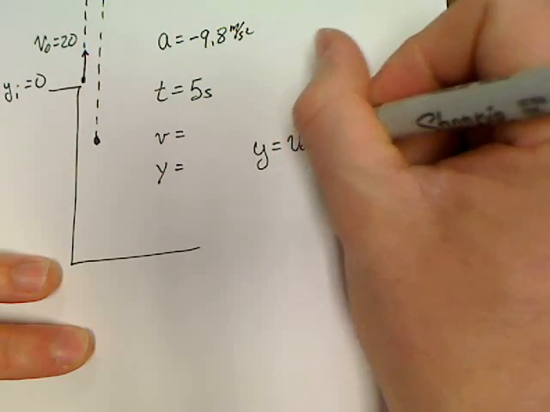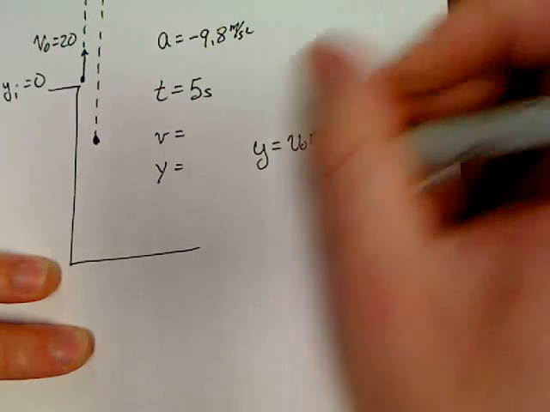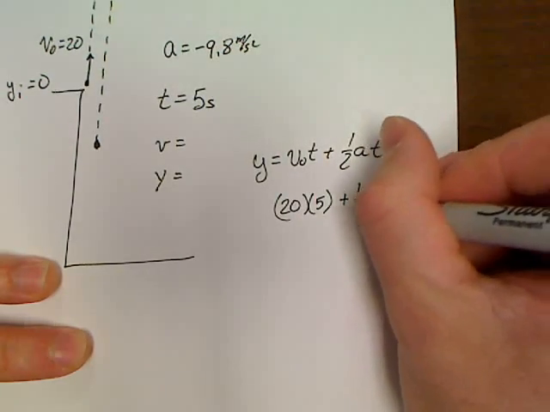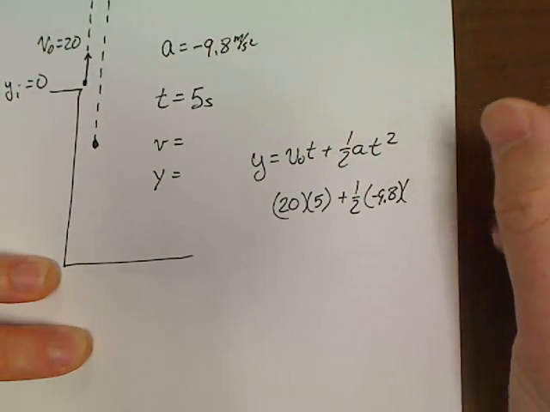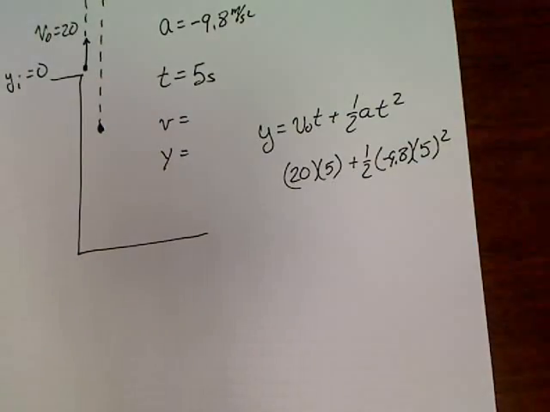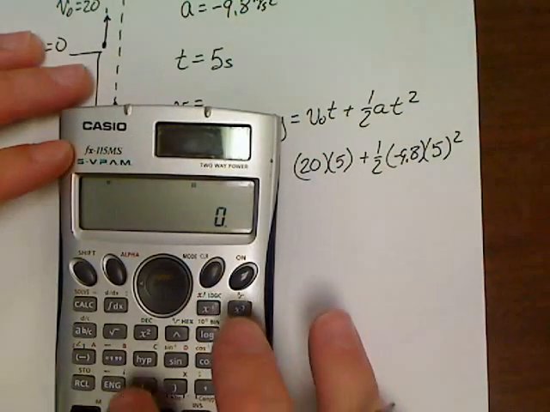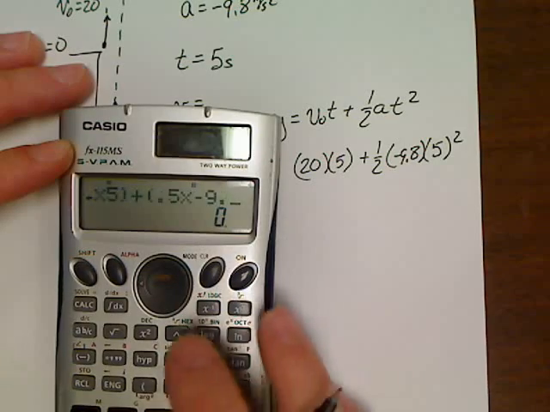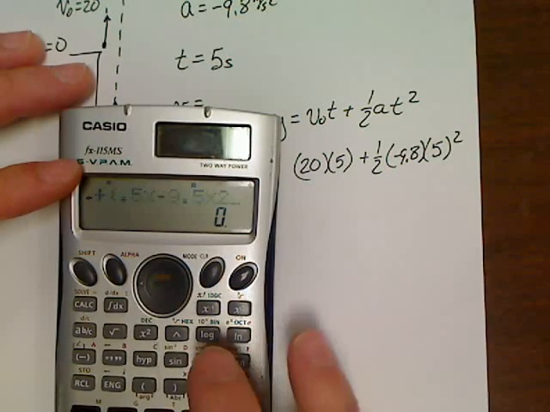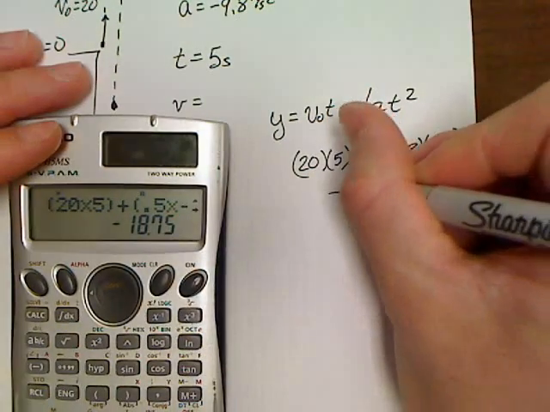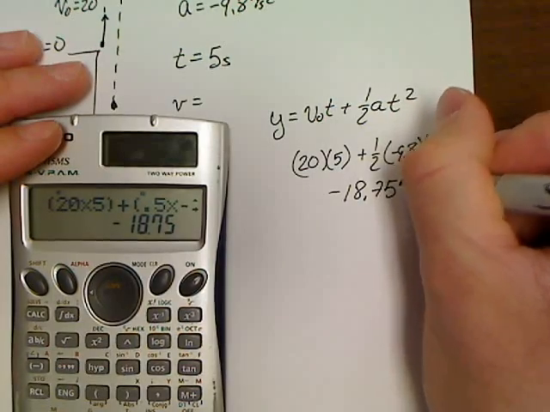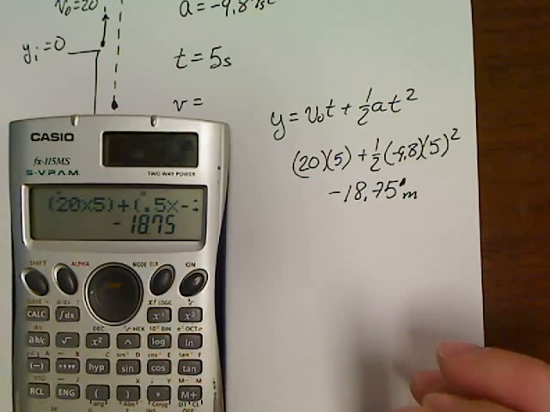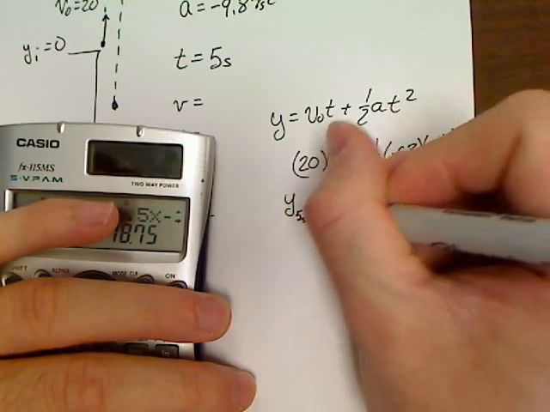Y is equal to V0 t plus 1/2 a t squared. So this is 20 times 5 plus 1/2 times -9.8 times t, which is 5 squared. So we've got 20 times 5, which is 100, plus half of -9.8, which is negative 4.9, times 25, is -18.75 meters. All right. So there is your Y position at 5 seconds.